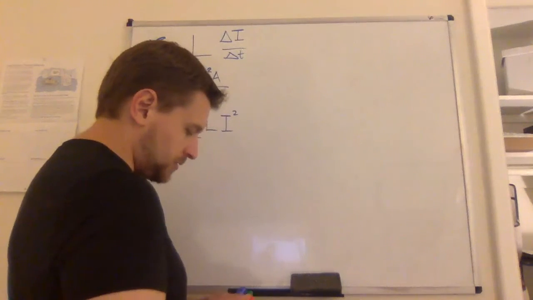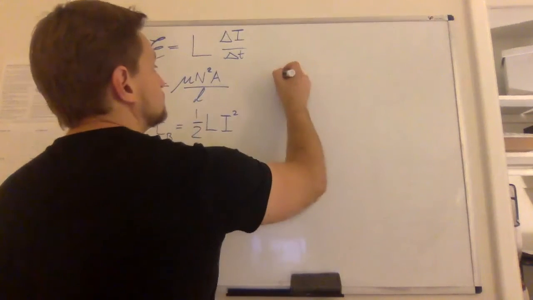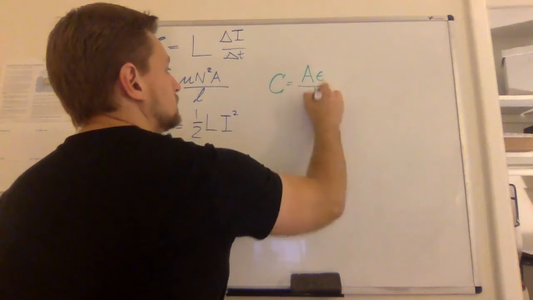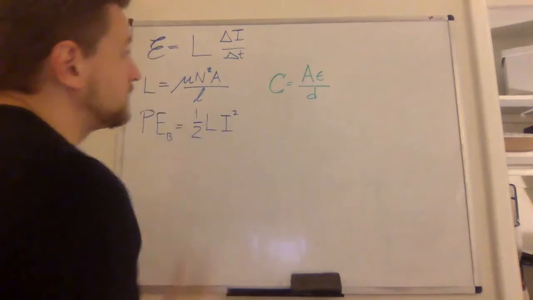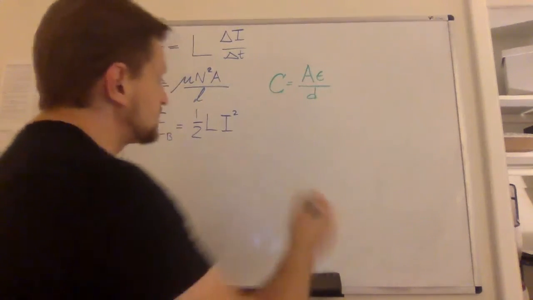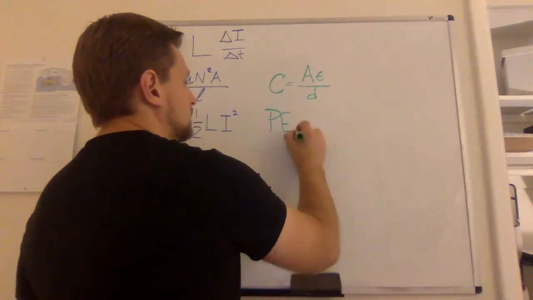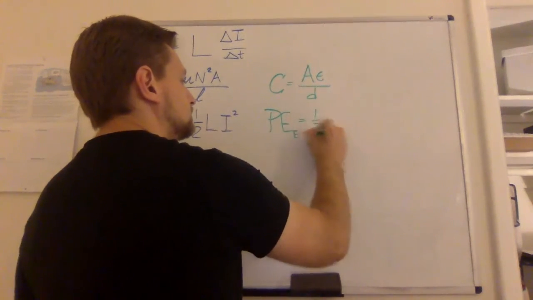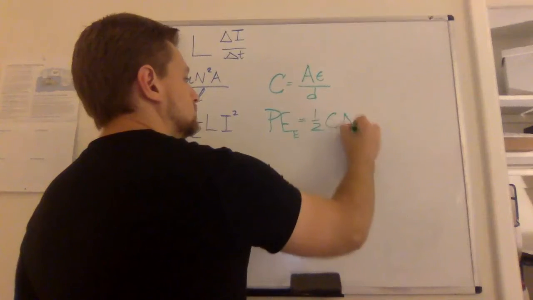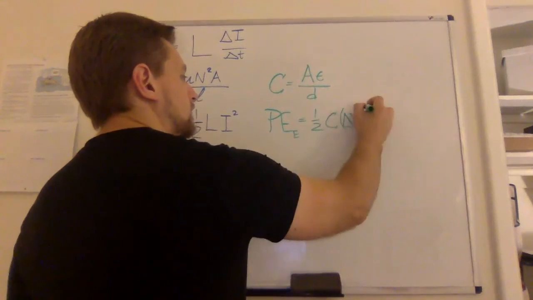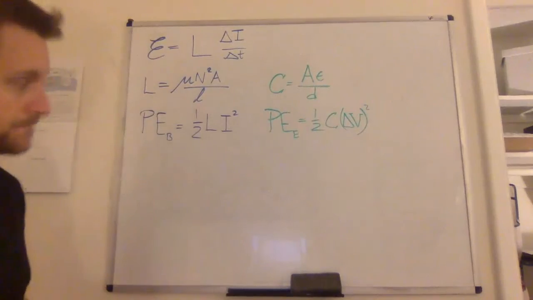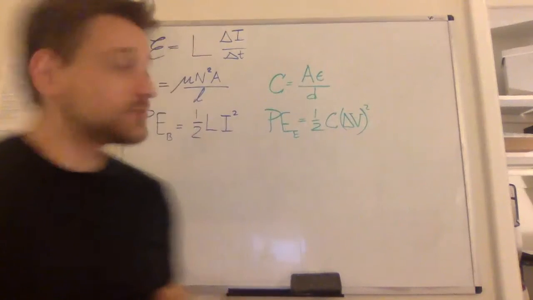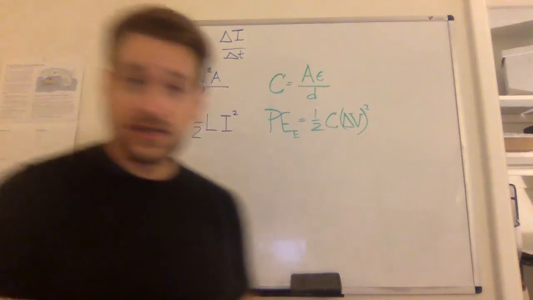Use green for the capacitor. For parallel plates, we have that relationship. We said that the energy stored in an electric field is one half C delta V squared. And you can see the comparison here.